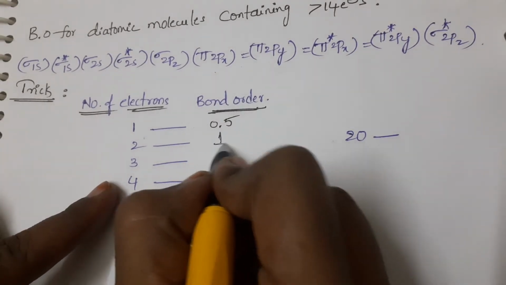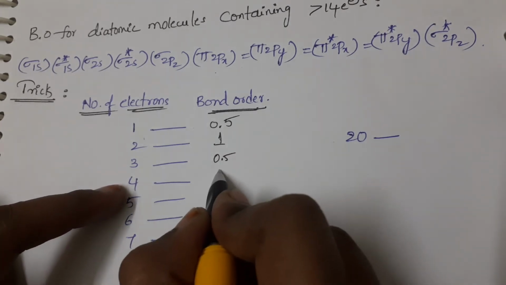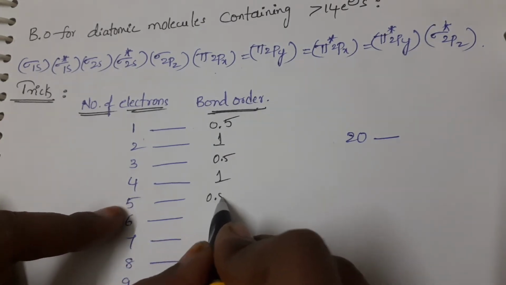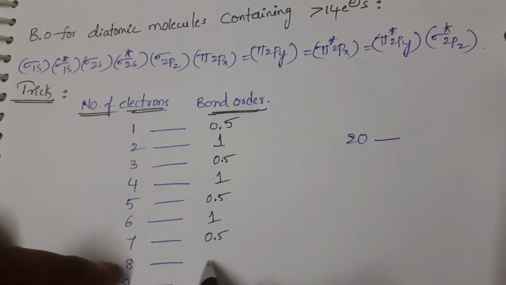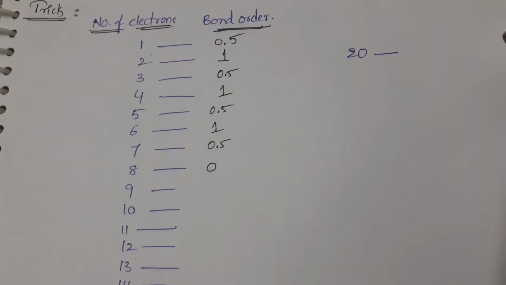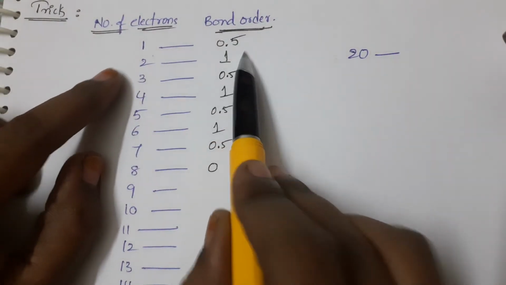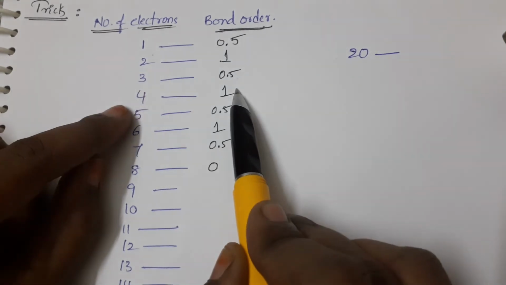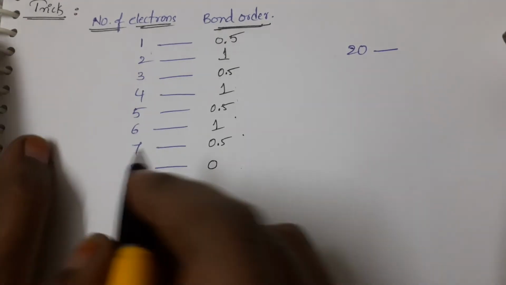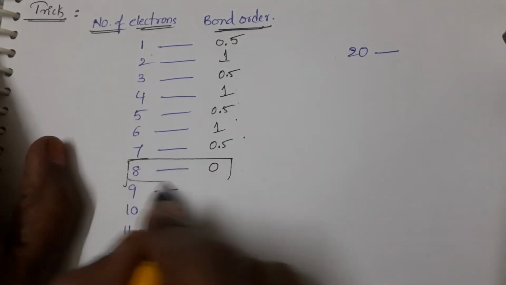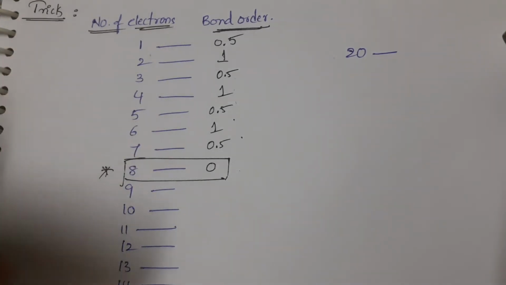2 electrons, 1. 3 electrons, 0.5. 4 electrons, 1. 5 electrons, 0.5. 6 electrons, 1. 7 electrons, 0.5. Then 8 electrons, it will be 0. See once again: for 1 electron the bond order is 0.5, 2 electrons 1, 3 electrons 0.5, 4 electrons 1, 5 electrons 0.5, 6 electrons 1, 7 electrons 0.5, 8 electrons it will be 0. It's very important, so make a mark at 8 electrons. After 8 electrons it's very easy.